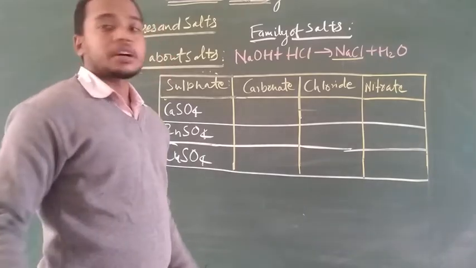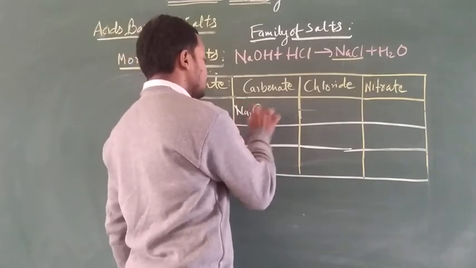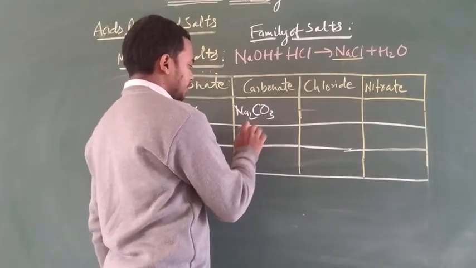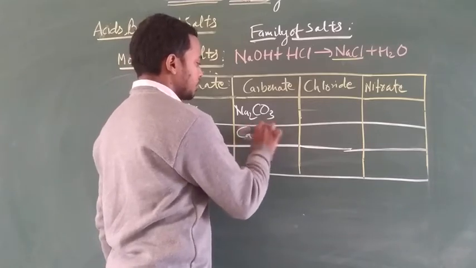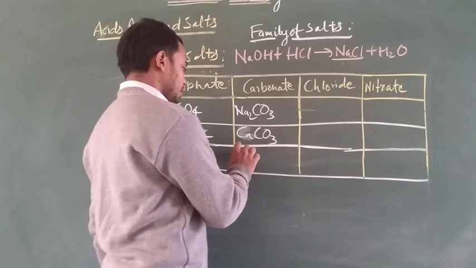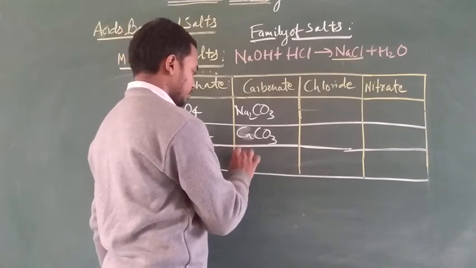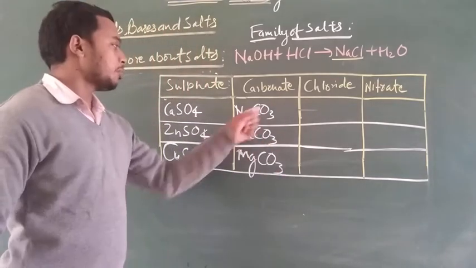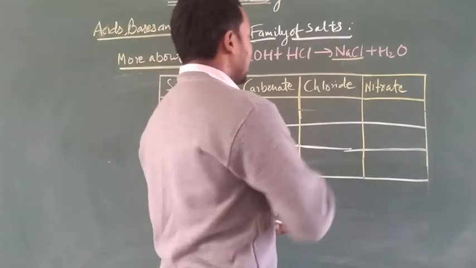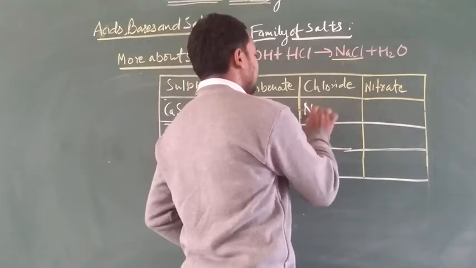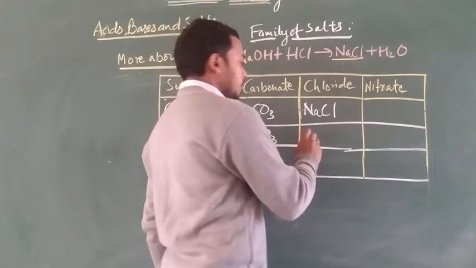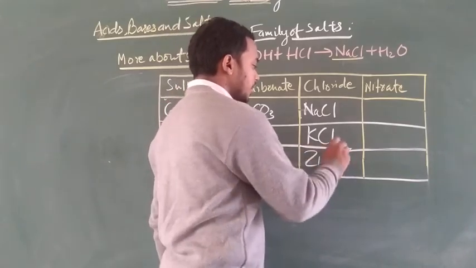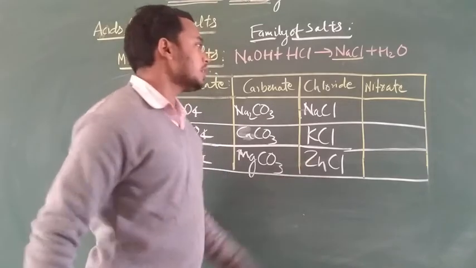Carbonate: Na2CO3, CaCO3, and MgCO3. These are our carbonate family salts. And the chloride: NaCl, KCl, and ZnCl. This is our chloride family of salts.